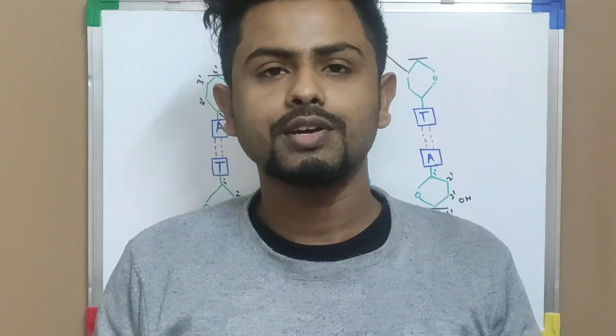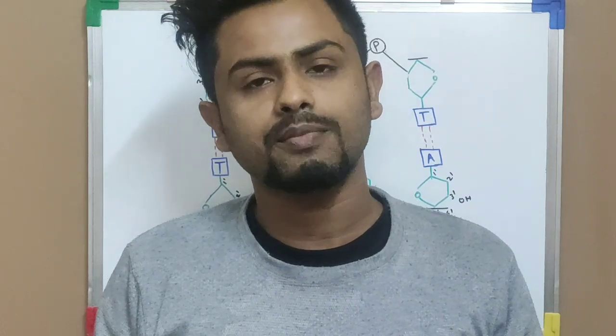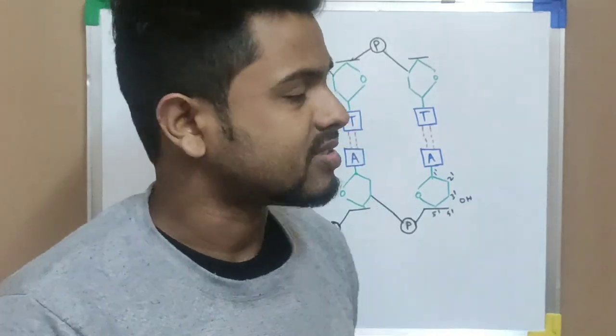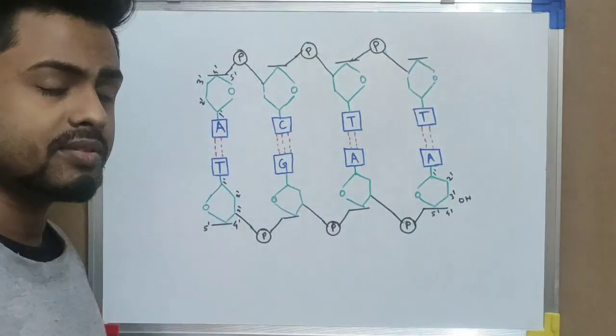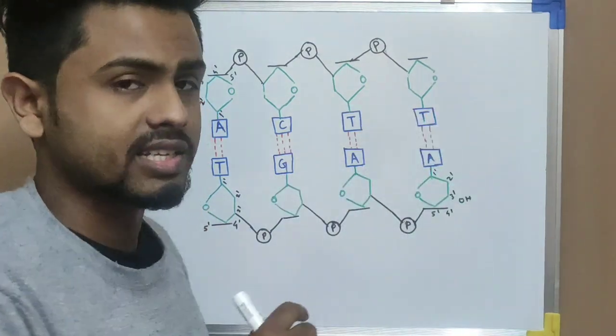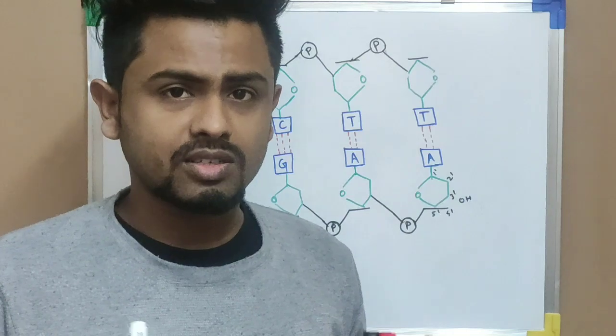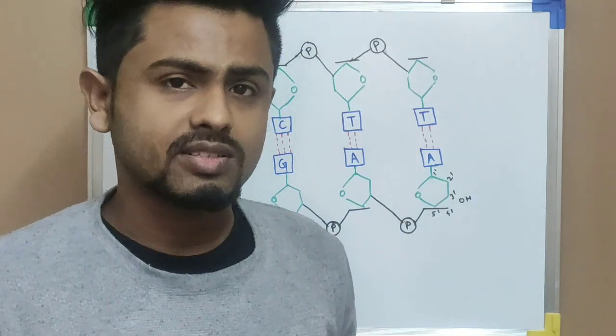So hello friends, today we will understand what is the 3' end and 5' end of DNA structure. When we consider a DNA structure, we know there are three different elements which combine and form a DNA structure.